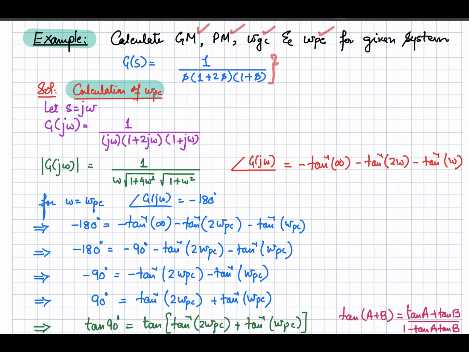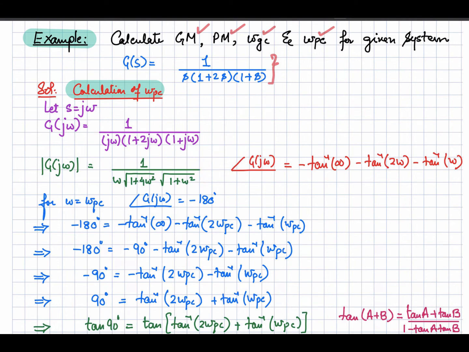So now let's find out the magnitude of that one. The magnitude of 1, and the magnitude of j omega is simply omega. The magnitude of this part, 1 plus 2 j omega, is the square root of 1 plus 4 omega square, and the magnitude of this part is the square root of 1 plus omega square. So this is the magnitude equation for your transfer function.